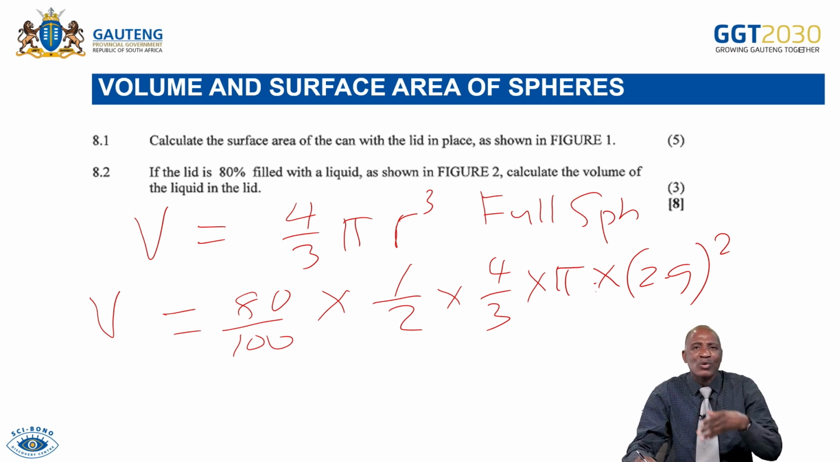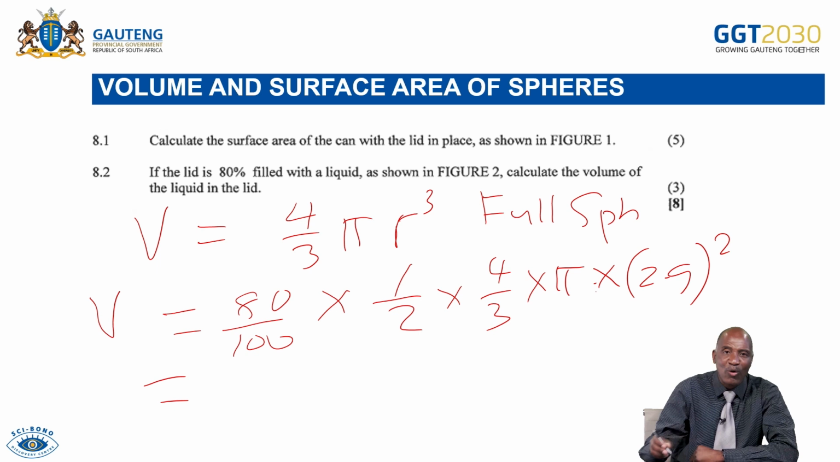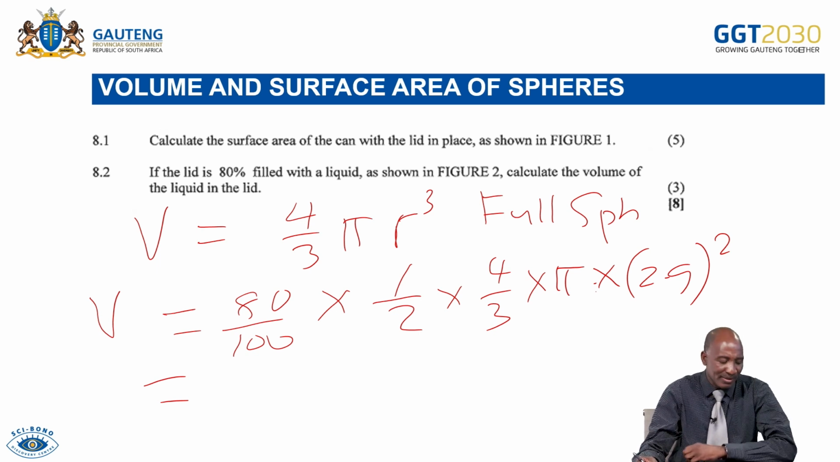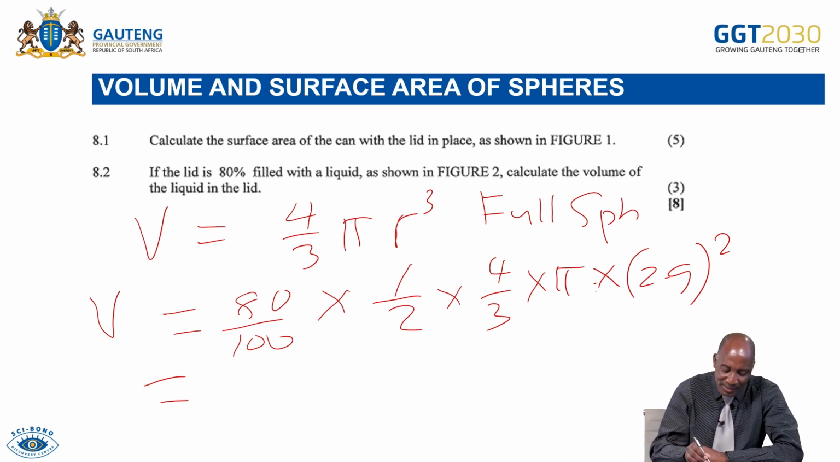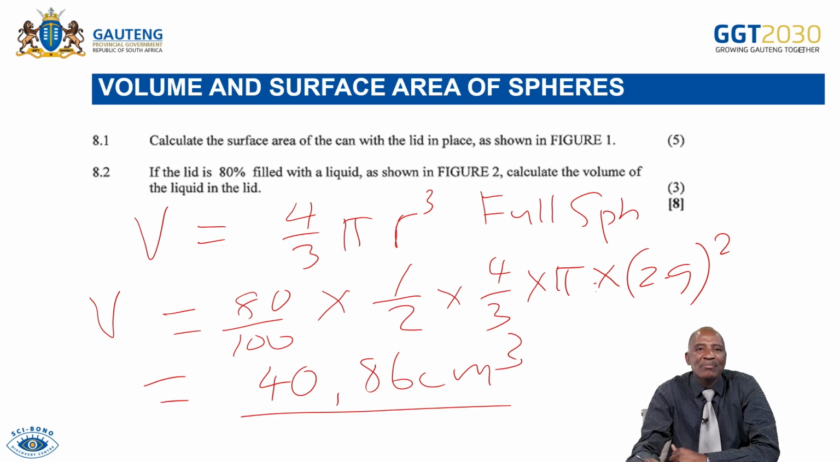Yes, there are other ways, of course, of working it out. Another person asked a question to say, is this the only way? No, it's not the only way. You can start by finding the volume of the full sphere, 4/3 pi r cubed, but bear in mind you are dealing with a hemisphere, so divide by 2. Whatever answer you get, you then find 80% of it. That's the total volume of our liquid in the hemisphere, which is 40.86 centimeter cubed. If you punch it on your calculator, you get 40.86.